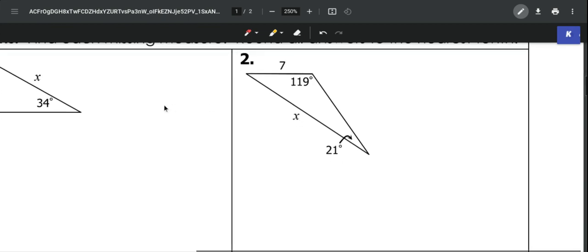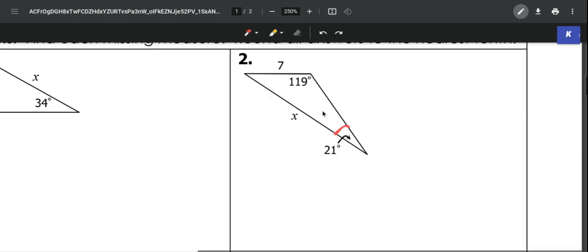Now, you could go ahead and check to make sure they give you an opposite side here. You could just go to your angles like 119 and go opposite. So they gave us x as an opposite, and then they also gave us this is 21. If we go opposite of that, it would be 7. So they gave us the opposite sides here. We don't have to do any kind of calculations to figure out a missing angle. We have everything we need.